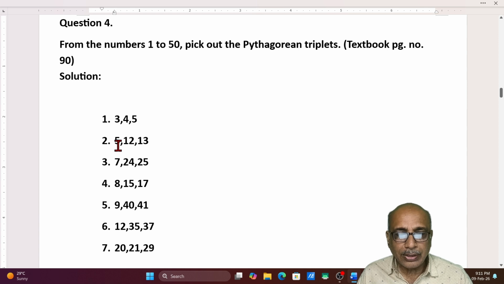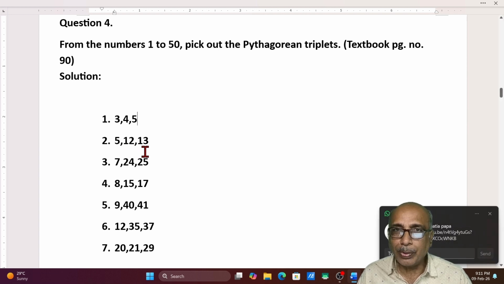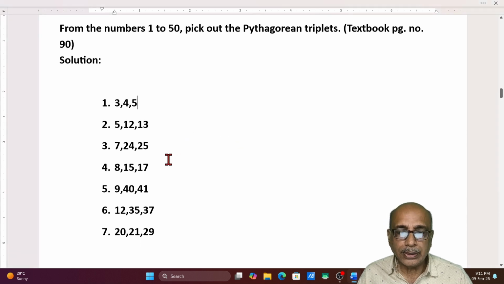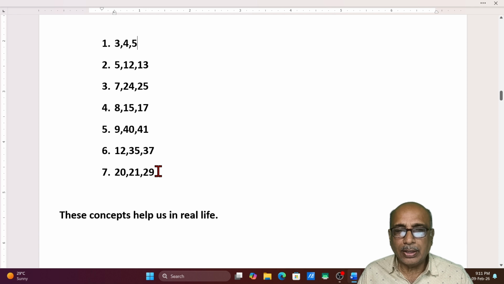So like this, you have to find out. Again, I repeat, 5 square, 25, 12 square, 144, 144 plus 25, 169 equals 13 square, 169. So that is how you can calculate the same. So try yourself. Here are the 7 numbers given. You can verify the same. If you have any doubt, you are most welcome.